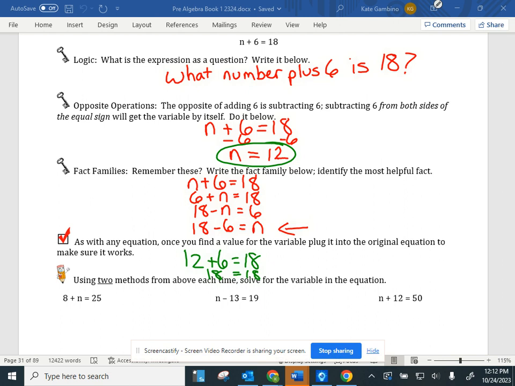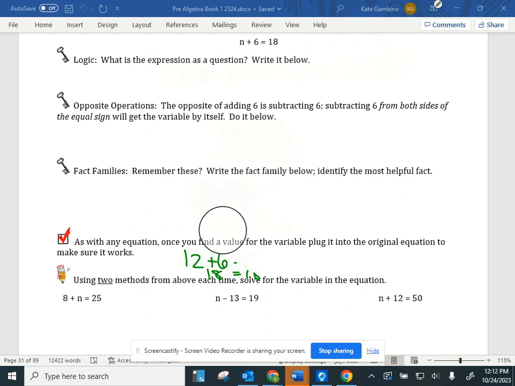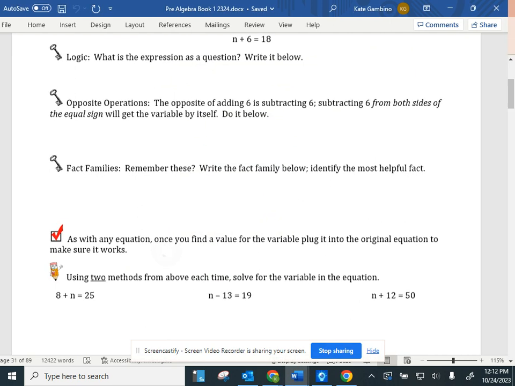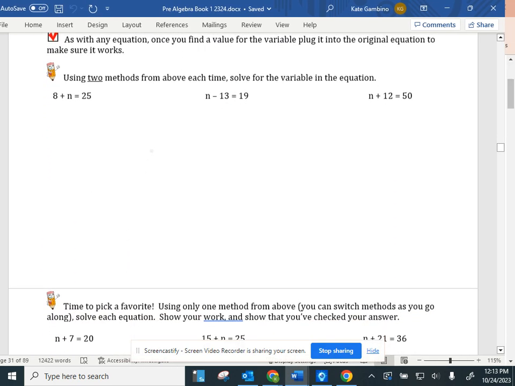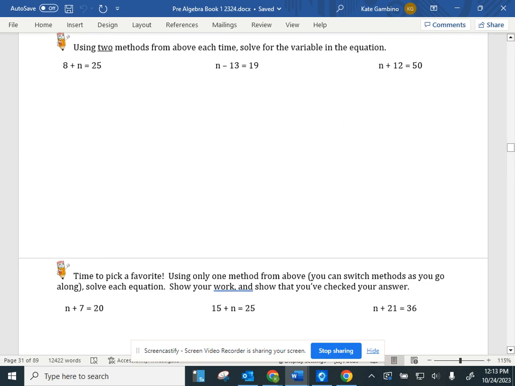So let's look at how we're going to use that on the bottom of this page. We're going to use 2 methods from above each time, solve for the variable in the equation. So we learned 3 methods: logic, opposite operations, and fact families. So let's look at how we would do that. We have 8 plus n equals 25. We're going to see how it works for all three of them.